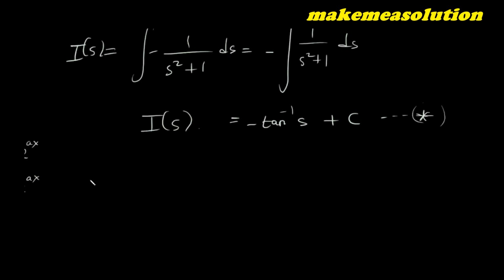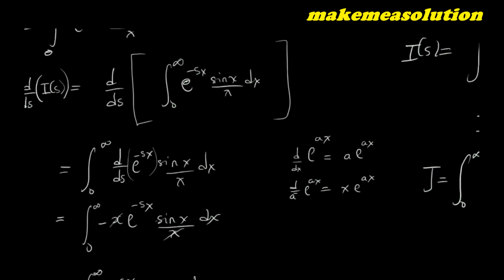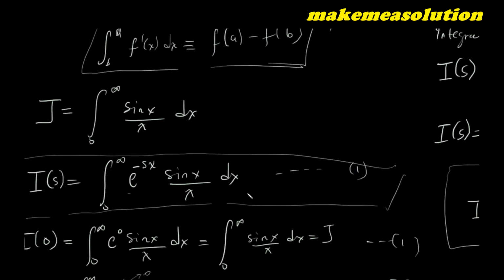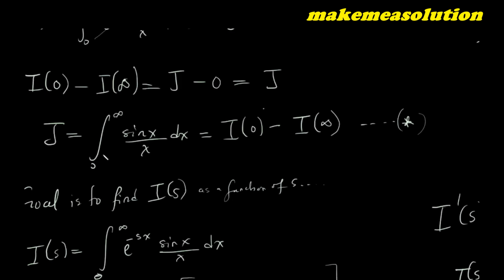To wrap up our answer, we remember that our J is equal to the integral from 0 to infinity of sine x over x dx, and we got this as I of 0 minus I of infinity. If you can remember, we defined this earlier, in equation star. That's our J is I of 0 minus I of infinity.